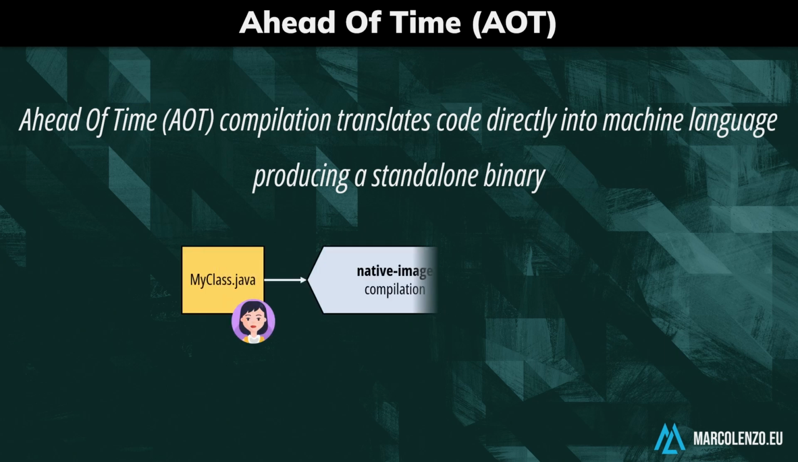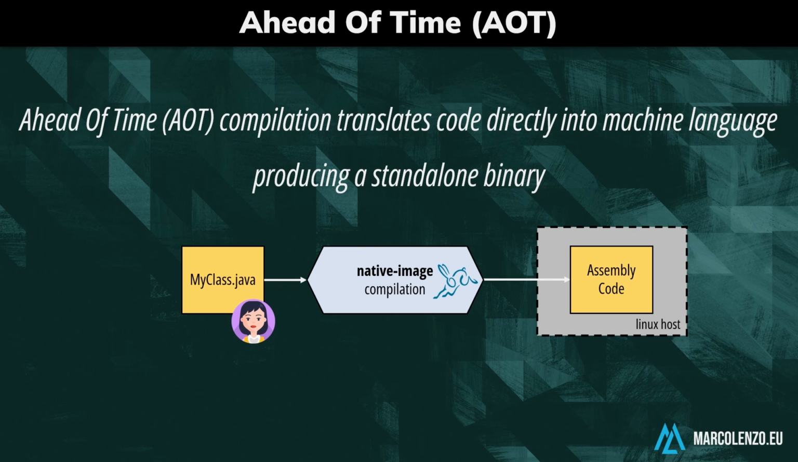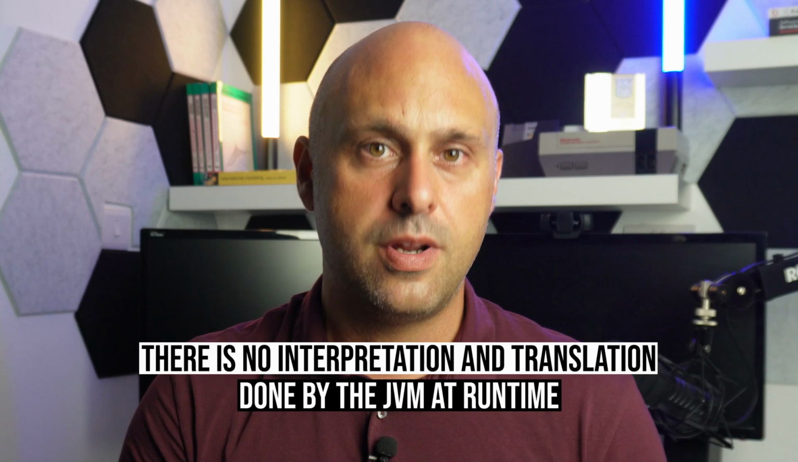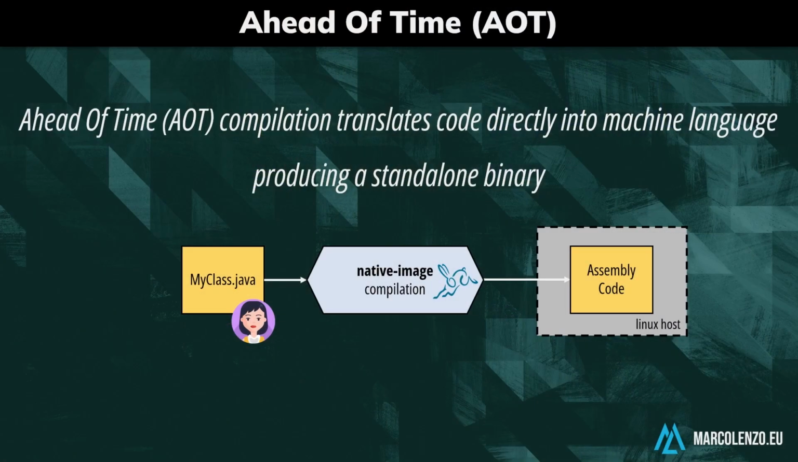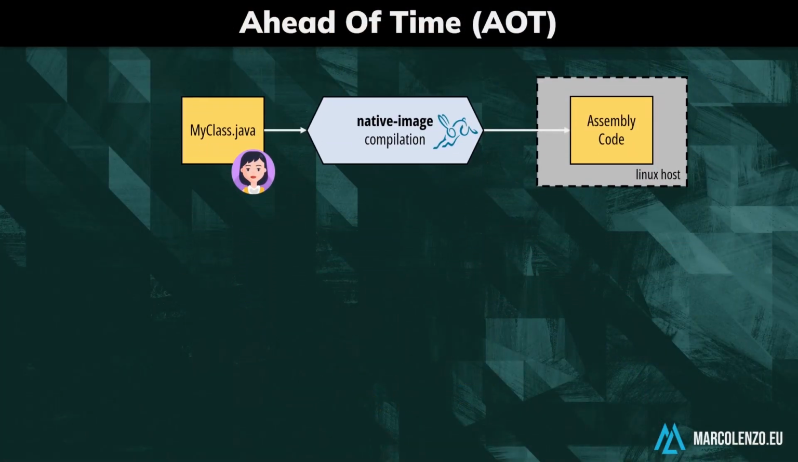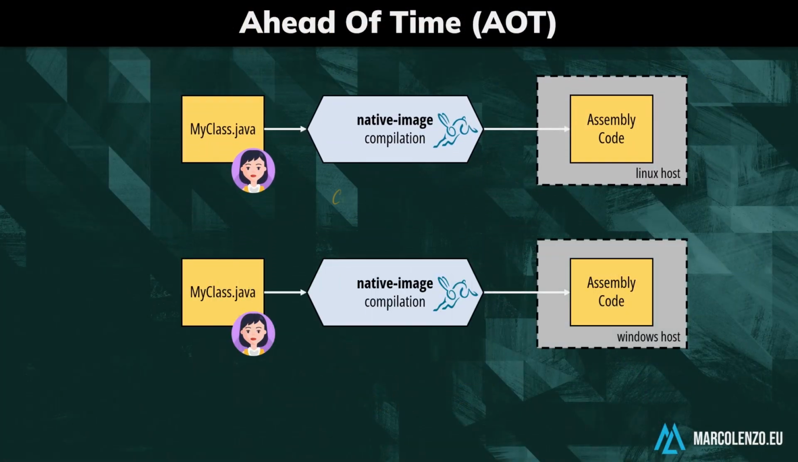As a result, the generated executable starts up faster and requires less memory and CPU, because there's no interpretation and translation at runtime. However, this approach introduces many restrictions and limitations, and makes compilation slower and resource-intensive. Let's see why. First, our executable is not portable. If we want to run our app on two different operating systems, we need to compile it twice, as we are generating machine-specific code at build time.